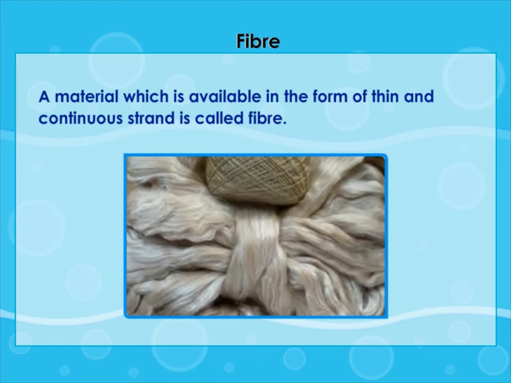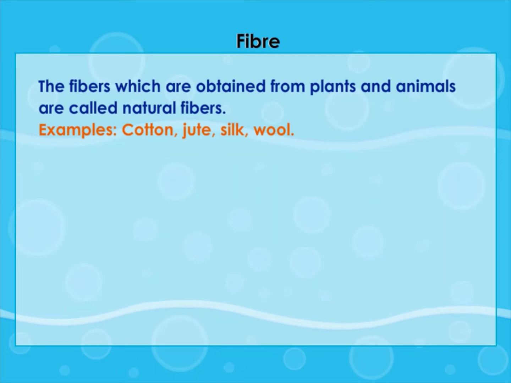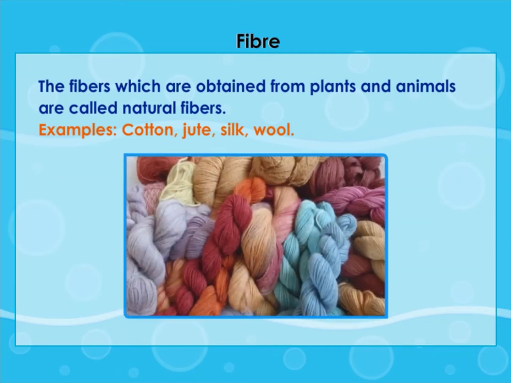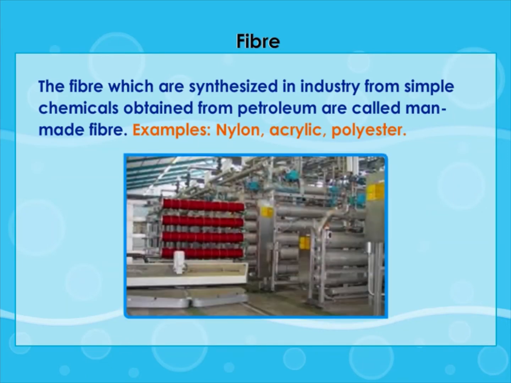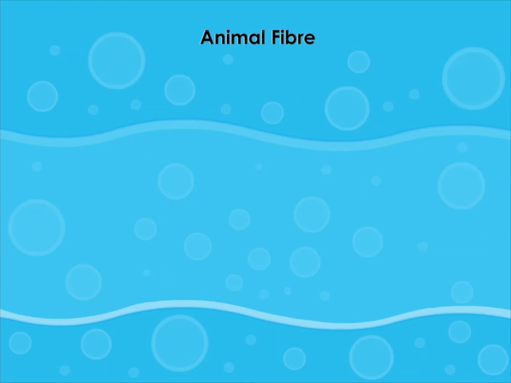A material which is available in the form of thin and continuous strand is called fiber. The fibers which are obtained from plants and animals are called natural fibers. Examples: cotton, jute, silk, wool. The fibers which are synthesized in industry from simple chemicals obtained from petroleum are called man-made fibers. Example: nylon, acrylic, polyester.